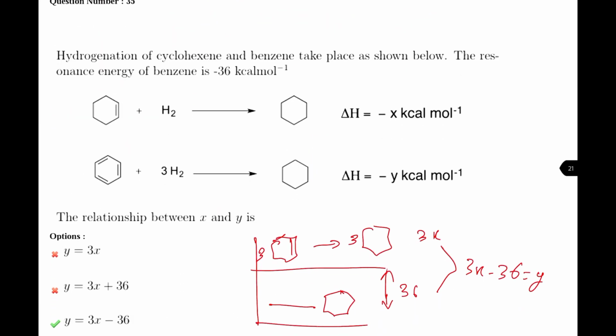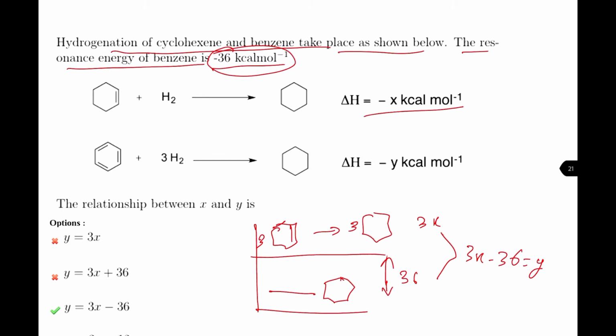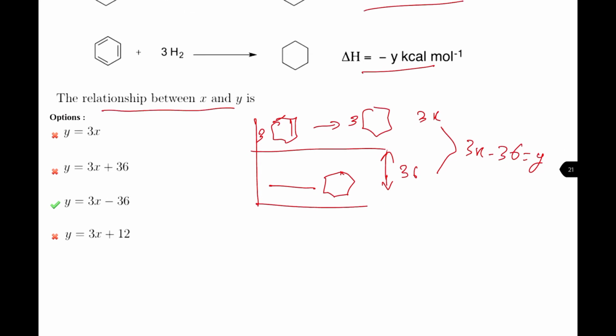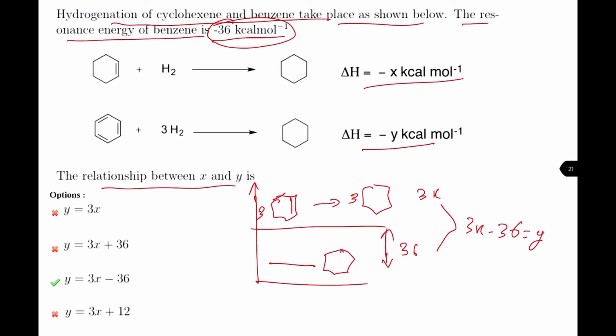Coming to the next question, hydrogenation of cyclohexene and benzene takes place as shown below. Resonance energy of benzene is minus 36 kilocalorie per mole. Seems a very simple question. The relation between x and y is, so if you see the energy profile of both molecules, definitely benzene is much more stable, so it will be at the lower part. Cyclohexene is less stable than benzene, less resonance energy, therefore it will be upper, and the gap will be 36 kilocalorie per mole, as given.